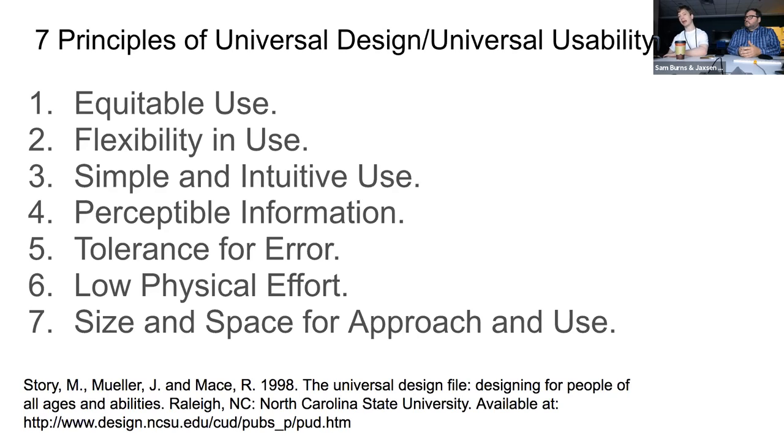Tolerance for error. We're all humans, and we need to be able to have a tolerance for operator error. For example, if you go to delete a file on your computer and you didn't actually want to delete it, you get a pop-up that says, are you sure you want to delete this file? That is the tolerance for error. Low physical effort. We don't want somebody struggling to open a door, for example, and we want to account for different levels of physical use of one's limbs. To make a doorway universally designed, you would want doors with sensors, like you see at grocery stores, rather than a heavy pull door that would require a larger amount of physical effort.